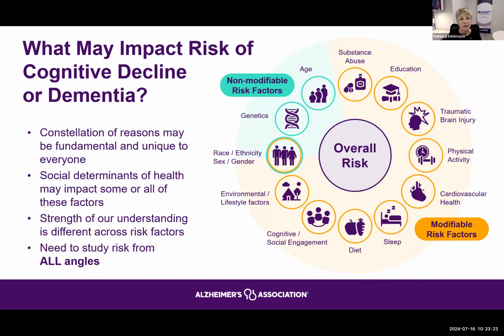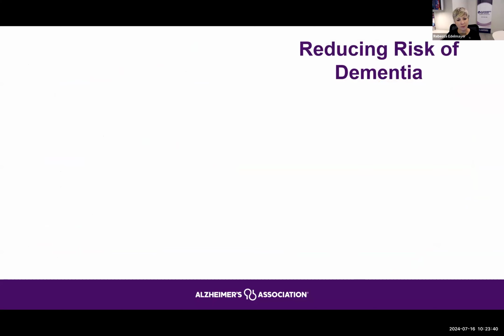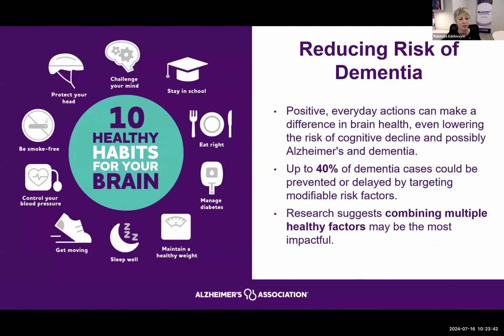And we need to continue to study risk from all angles, because what might be a risk factor for one individual may not be a risk factor for another. And so we need to continue to do the research in an inclusive way that really helps to understand risk across all populations.